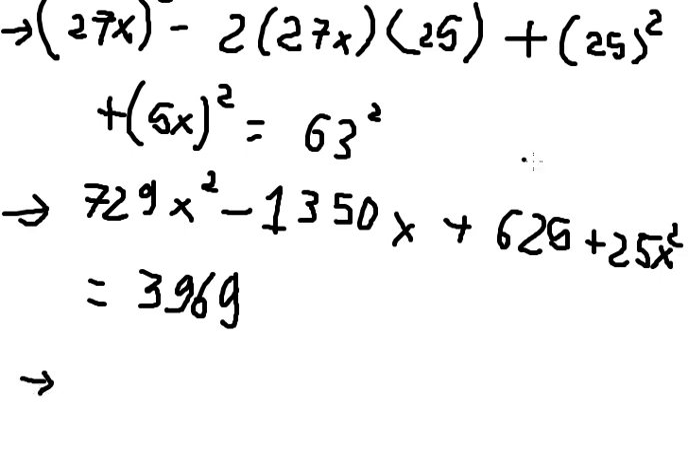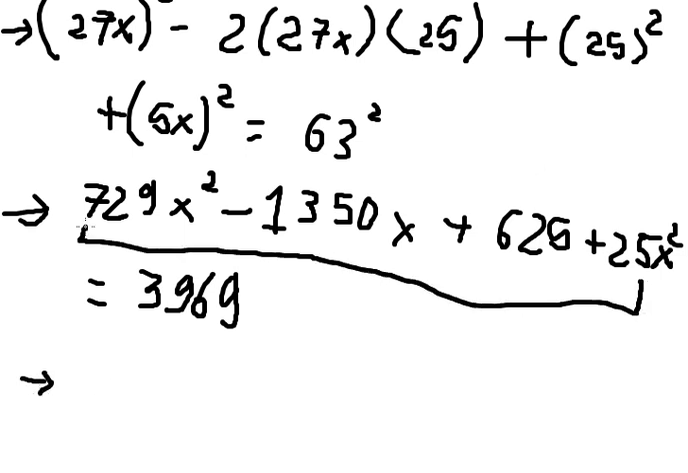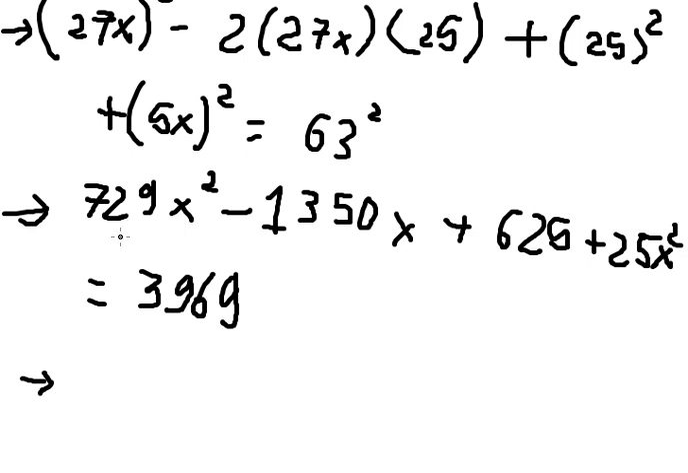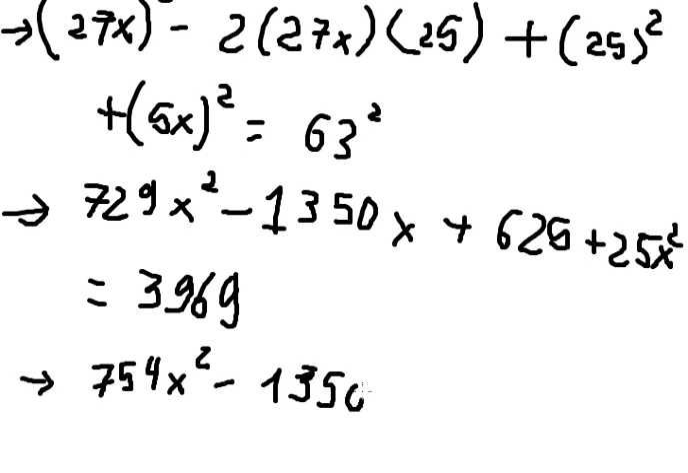So this one and this one go together, and this one we have 729 plus 25 and we have 754x square. And this one I will move to the left. So 625 minus 3969, and we have negative 3344.